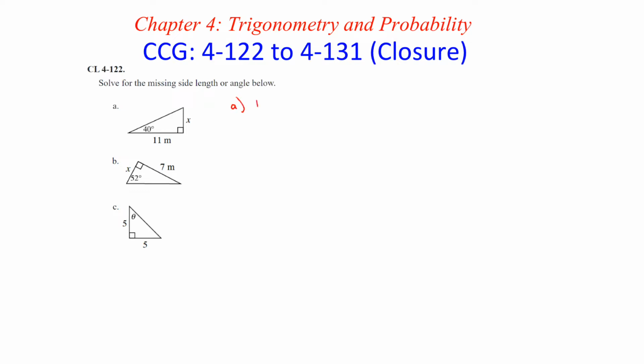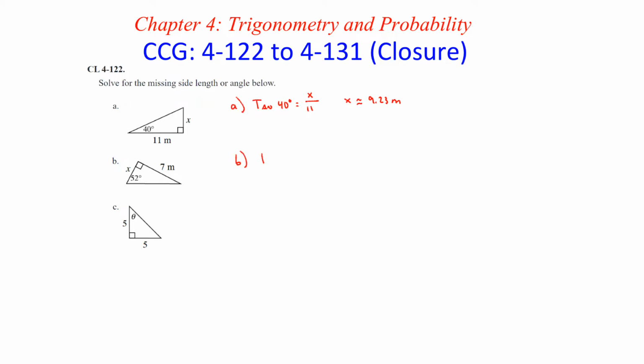Part A, we have a right triangle, so we can use our tangent ratio. Tangent of 40 degrees is equal to the opposite side length, which would be x, or delta y, over the adjacent side, or delta x, which would be 11. We can go ahead and solve that, and we will get x is approximately 9.23, and that would be in meters.